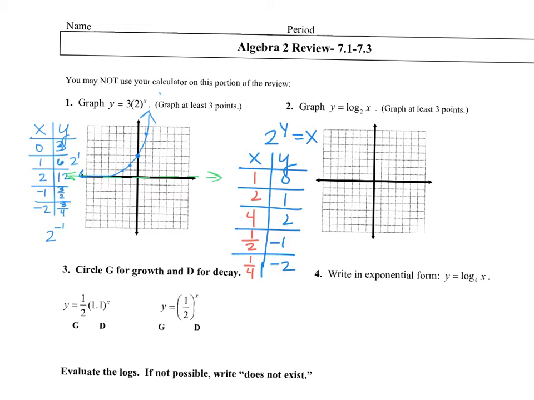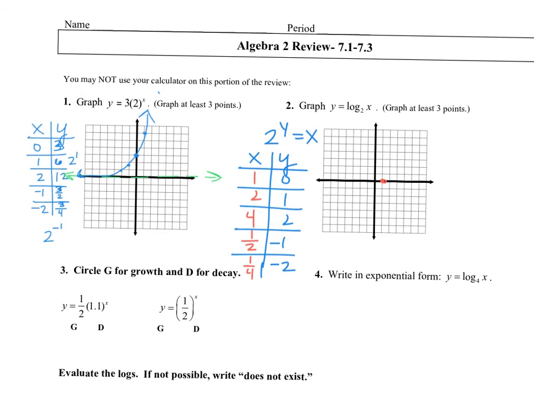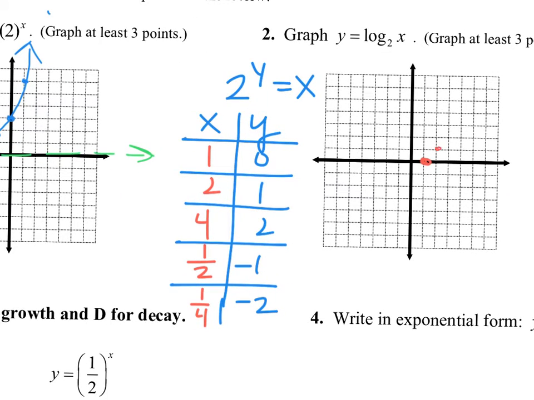So you're going to plot those points, 1, 0, 2, 1, 4, 2, 1/2, -1, and 1/4, -2. Where's your asymptote? Ooh, the y-axis is your asymptote. So you're going to draw this asymptote in. Okay, looks like that. Any questions on that? Okay.